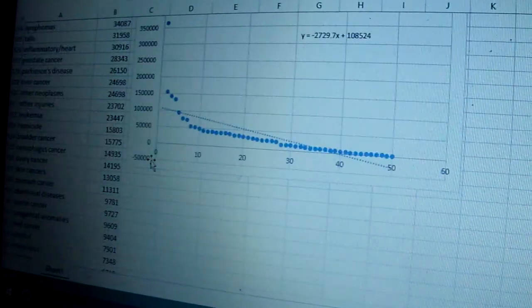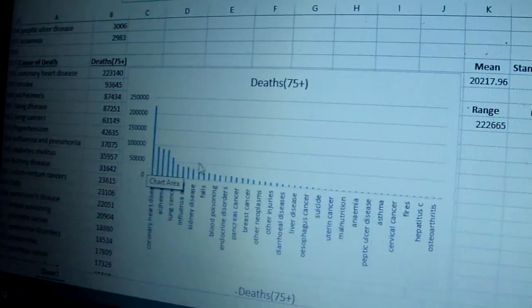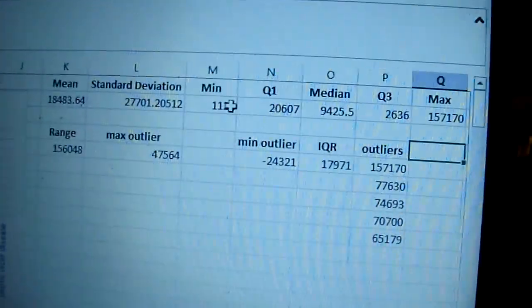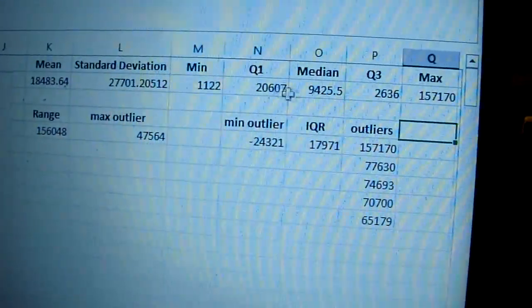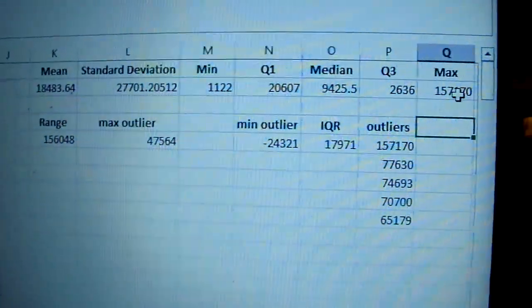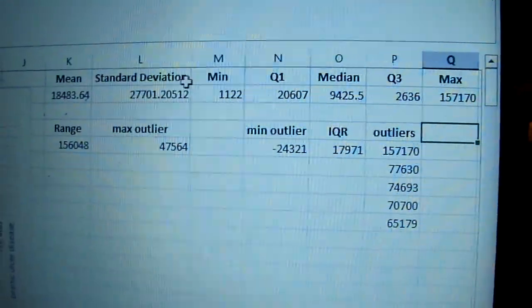Also, what was I going to do here? Oh yeah, and this represents right here my 5 number summary. That's what this is. And then I'll show you my box charts.